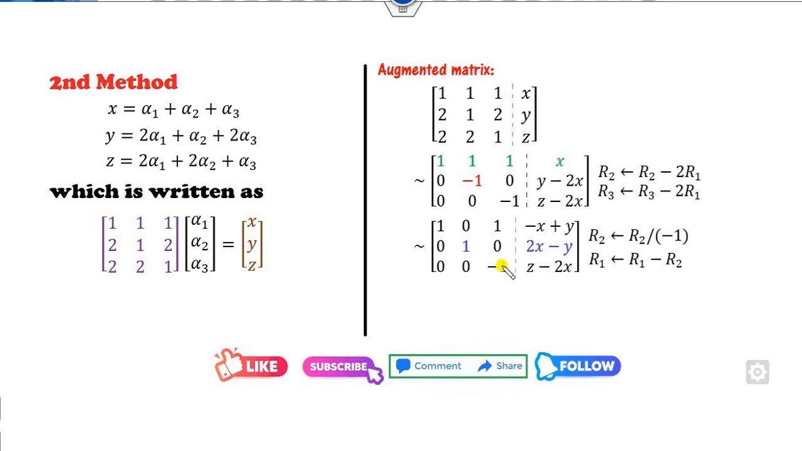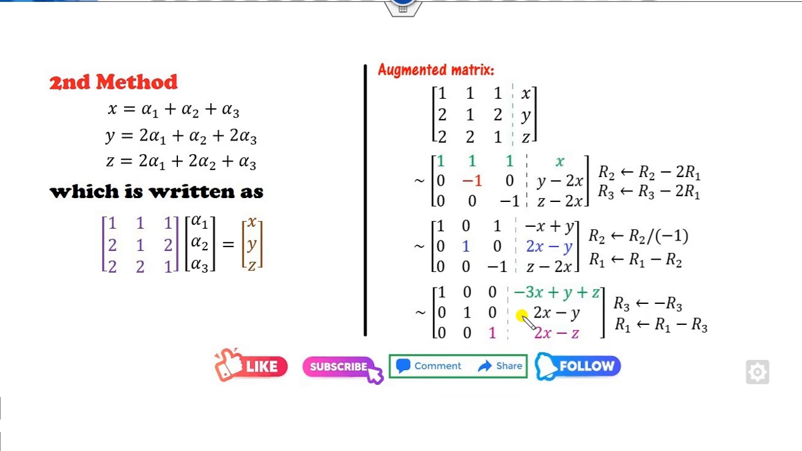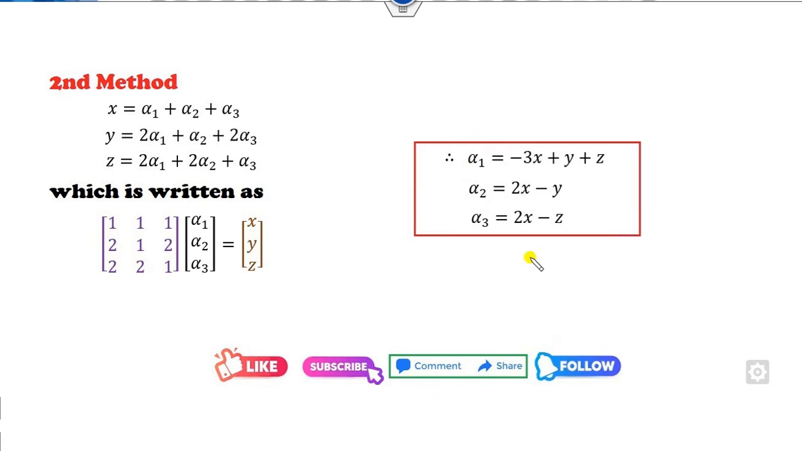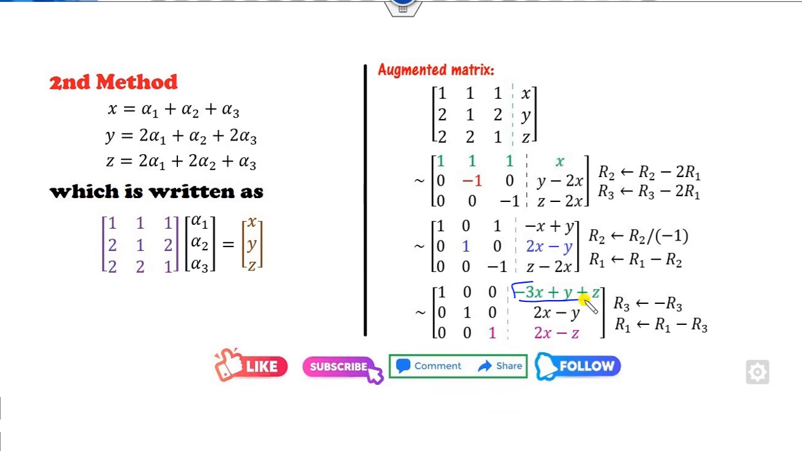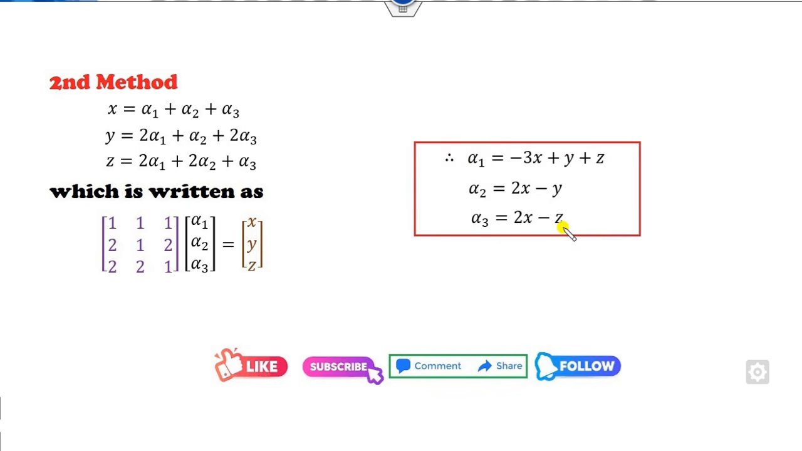Now finally your target is to make this number a 1. So your operation will be r3 divided by minus 1. Then this number will be this part, and then your target is to make this number a 0. So this is r1 minus r3, because r3 is this new number. So your expression will be this one. Therefore this first part is my alpha 1. This is my alpha 1. This is my alpha 2. This is my alpha 3.